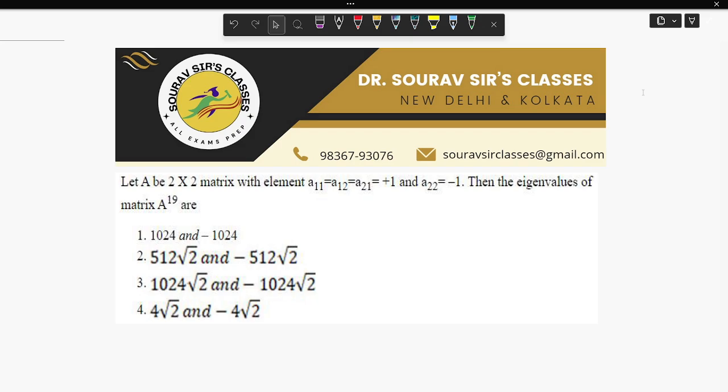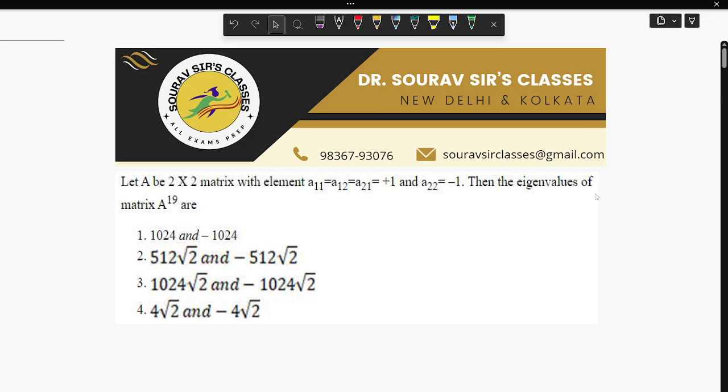Like this question is from your CUET Data Science, and the question is telling us that let A be a 2 cross 2 matrix with elements a11, a12 and a21 equal to 1 and a22 equal to minus 1. Then the eigenvalues of the matrix A to the power 19 are, there are four options here, which are 1, 1024 and 1, minus 1024, 512 root 2 and minus 512 root 2, 1024 root 2 and minus 1024 root 2, and 4 root 2 and minus 4 root 2.